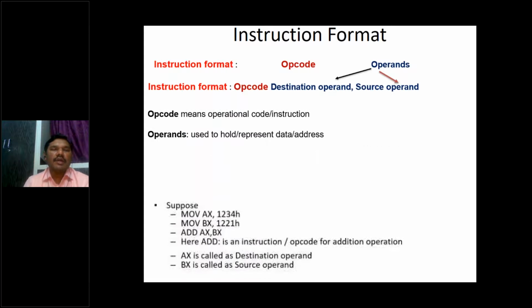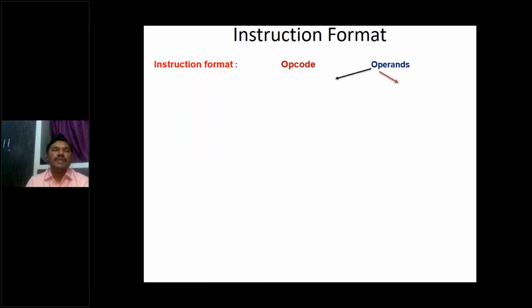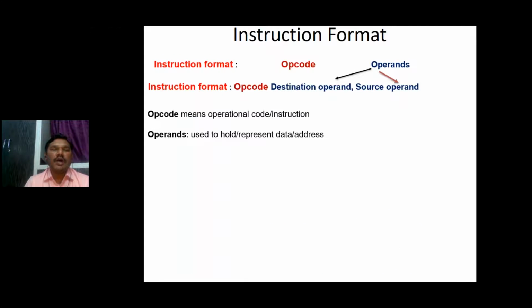Now first you see what an instruction is. An instruction has 2 fields, opcode and operands. Operands are of 2 types: destination operand and source operand. Opcode means operational code or instruction. Operands are used to hold or represent data or addresses.